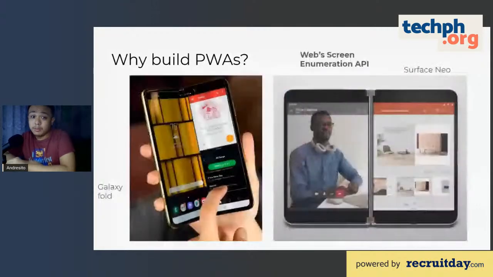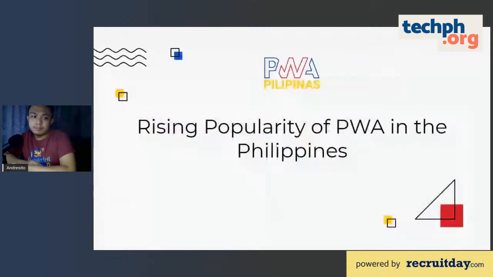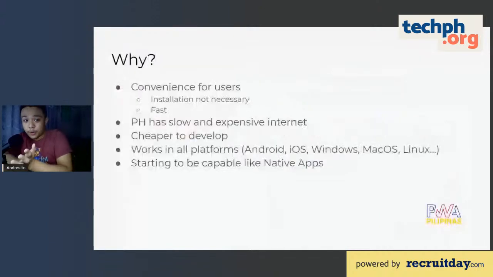Also, we have these crazy form factors coming. We have foldable screens, we have dual screens. So it's easier to cater to these kinds of devices when you build progressive web apps. Also, it's convenient for most users since you don't need to install an app immediately. You could try it first, use it first before you install. And since PH, or the Philippines, has slow internet, this is a great idea.